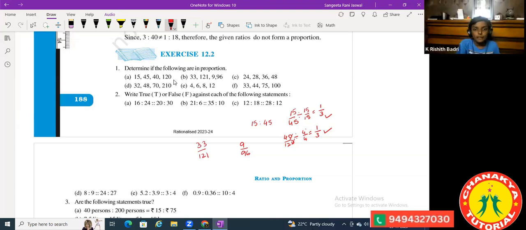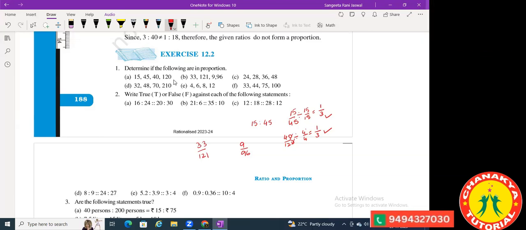Ma'am, one second, ma'am. I kept my pen somewhere. I'll get it. Others, find out. Rishit. Okay, Rishit has gone.